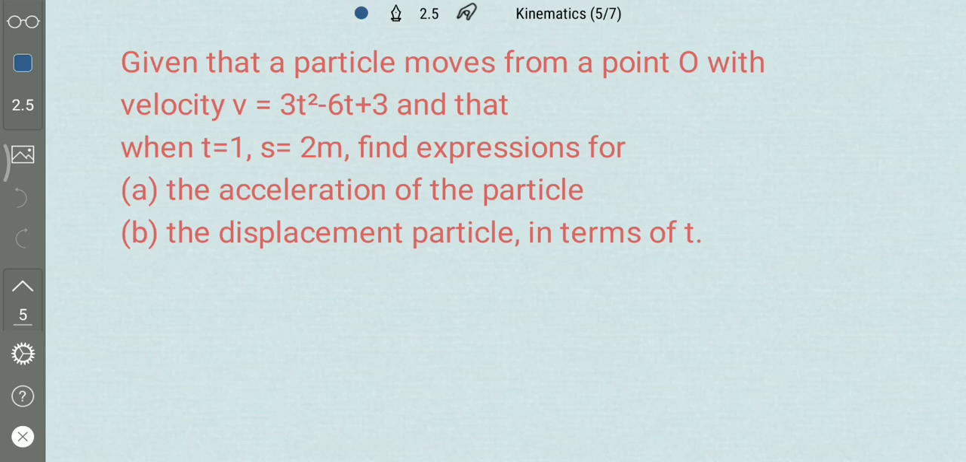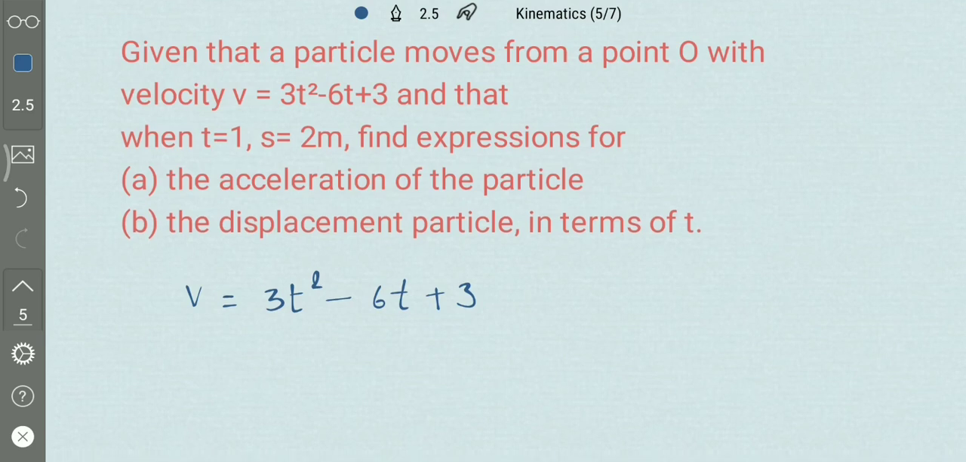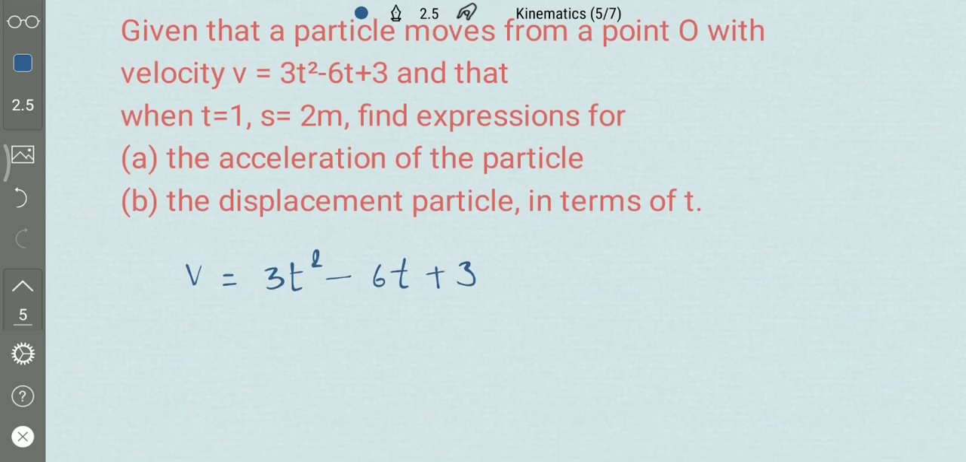So it is given that v = 3t² − 6t + 3. As the time increases, velocity is increasing, so the body is traveling with an acceleration, right? It is asked to find the acceleration of the particle. So acceleration is given by the rate of change of velocity. So dv/dt is acceleration, right?